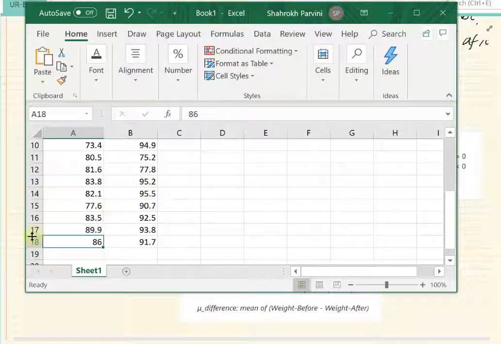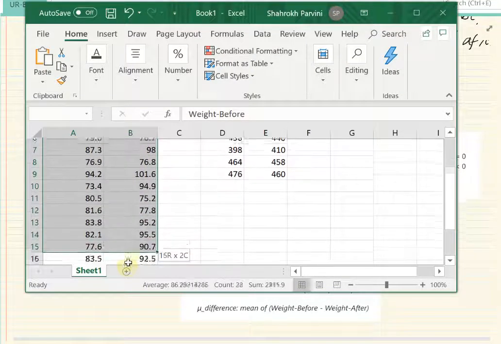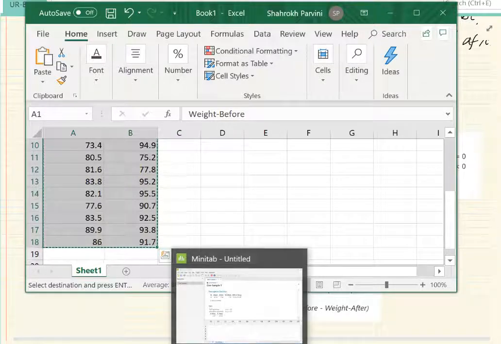I know I'm in row 18, but because I had a label up here, my first record is actually a label. So those are the 17 scores before and after, right? If I want to take these to Minitab, I'm going to highlight these. I'm left clicking and holding and dragging, and let go of the left click. And I can do Control C. That means I want to copy this. And then I'm going to go to Minitab.